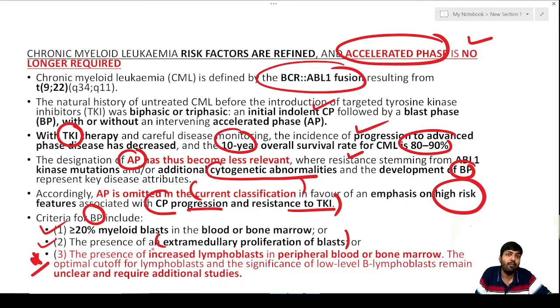What is very important is that the blast phase as such is important, as is the development of resistance to TKI with development of ABL1 kinase mutations or additional cytogenetic abnormalities. So more stress has to be laid on cytogenetic and molecular studies to detect these new mutations or cytogenetic abnormalities that have led to resistance to therapy. That becomes more important than defining the accelerated phase, which is why it is not being used at this point.